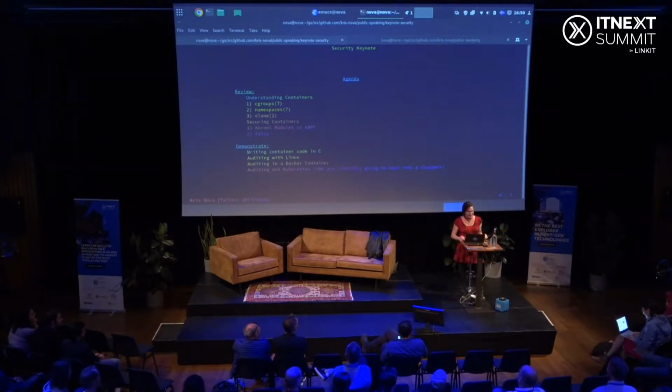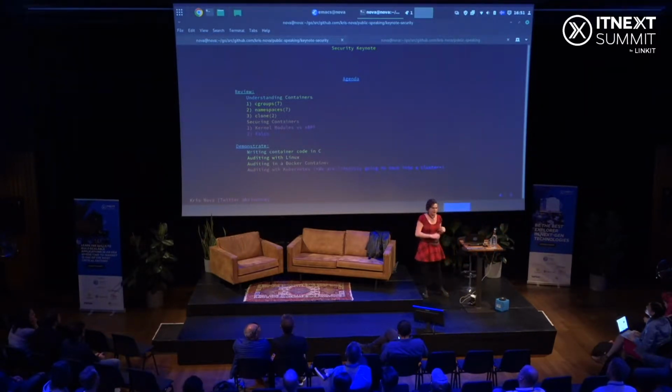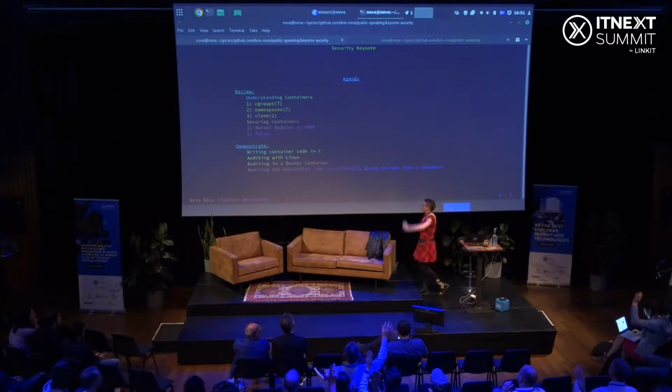Okay, so in order to understand this, we're going to, again, make this really simple. We're going to go over three basic concepts here: cgroups, namespaces, and clone. If you have heard of one or more of these, raise your hand. Great, awesome. Okay, we'll do a quick review.